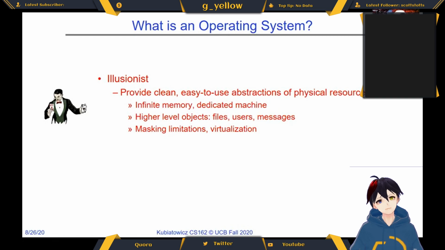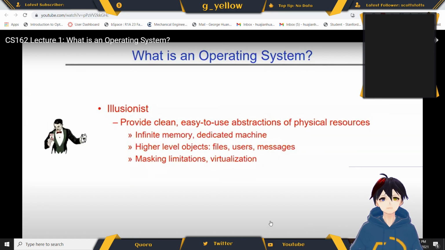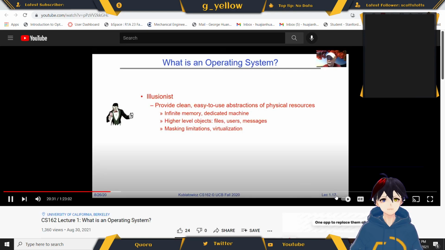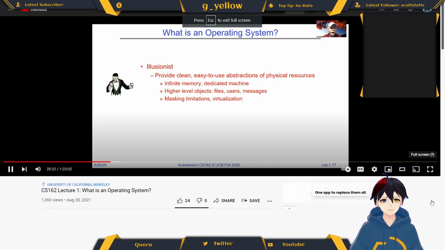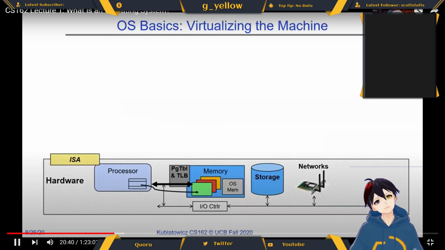So the operating system is busy providing an illusion of a much more usable machine, so that when you program it, you have a much easier time of it, and you don't have to worry so much about whether it's on disk or on a USB key or in cloud storage. Okay, and we're going to learn also about abstractions of users and messages, and we're going to talk about virtualization and how to take the limitations of a system and hide them in a way that makes it easy to program. Okay, so for instance, virtualizing the machine.